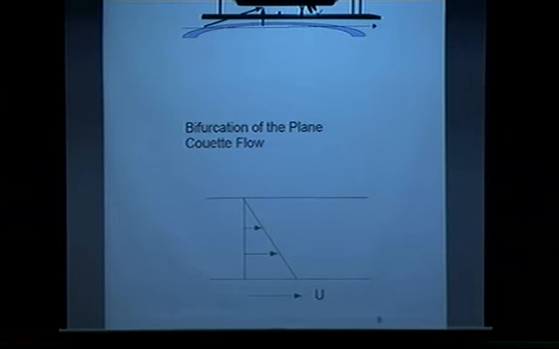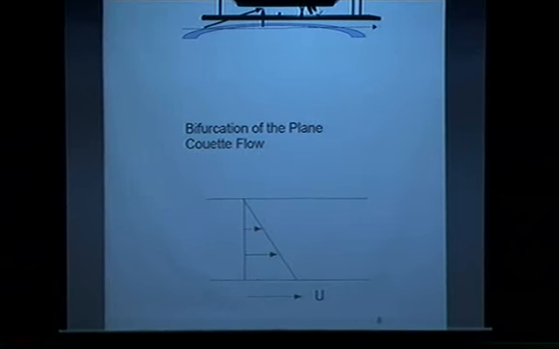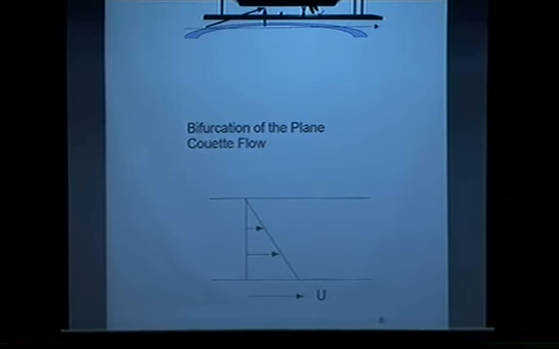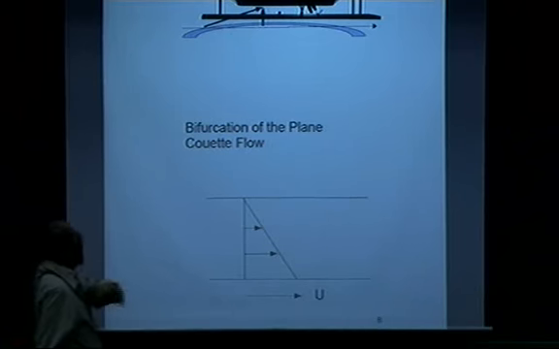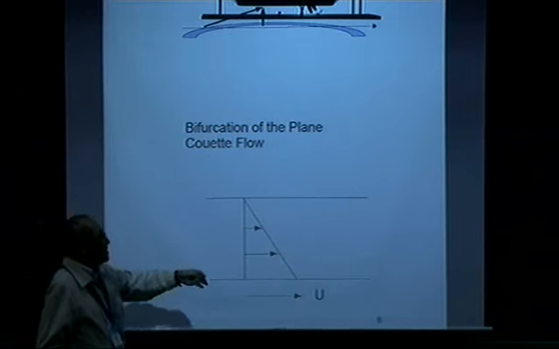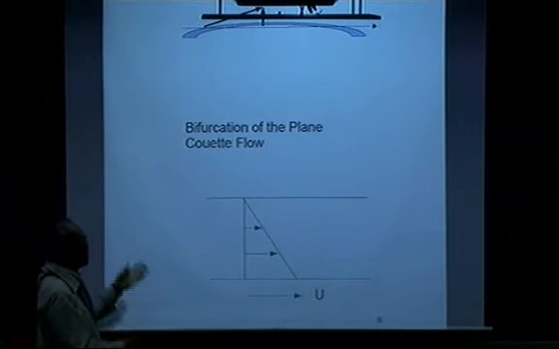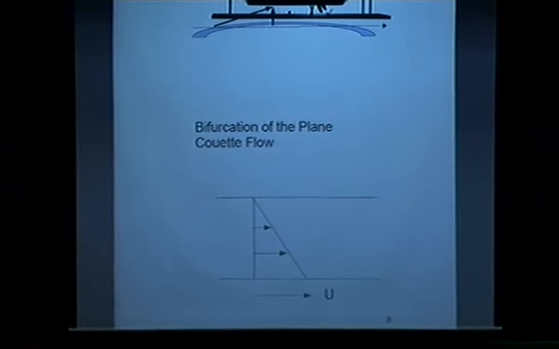Okay, and I want to skip the details of the analysis. But if you put in a part of the expansion of the bifurcated solutions, if you consider the flow is periodic in this direction, and put those forms in and try to find the bifurcation.